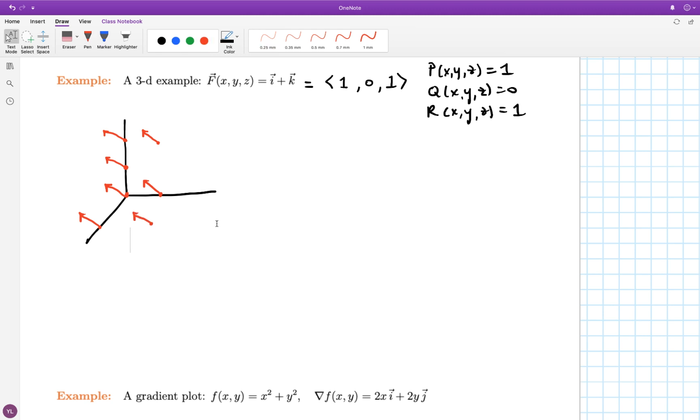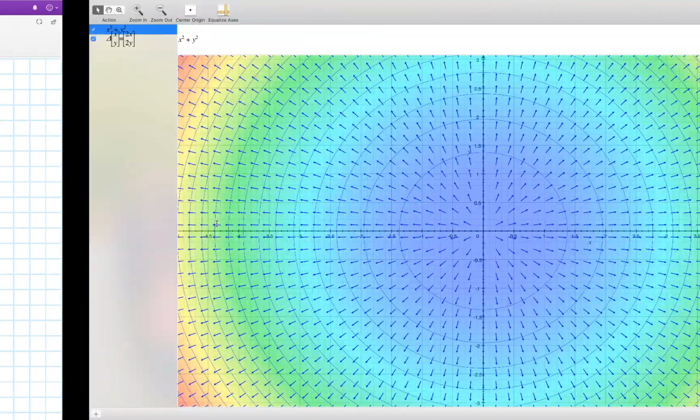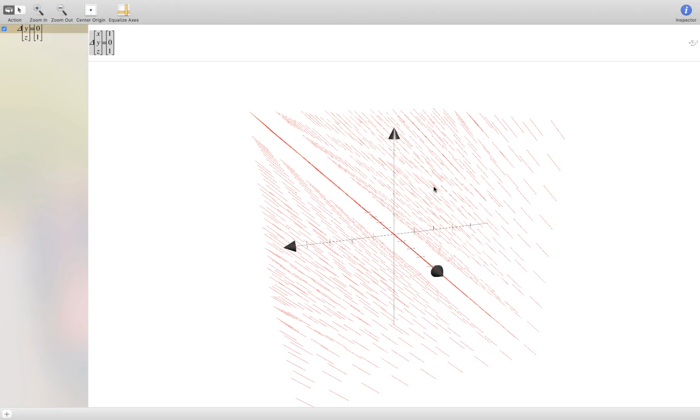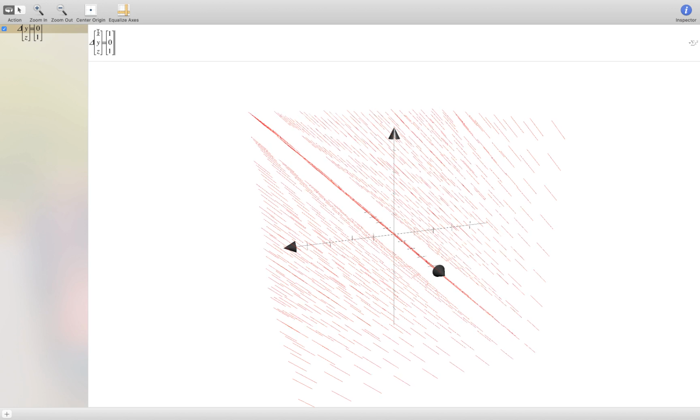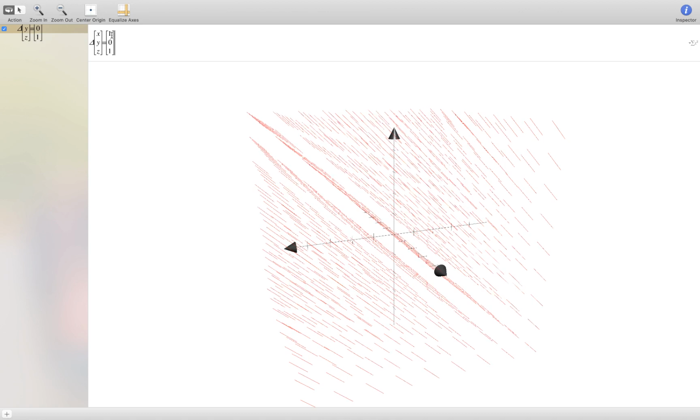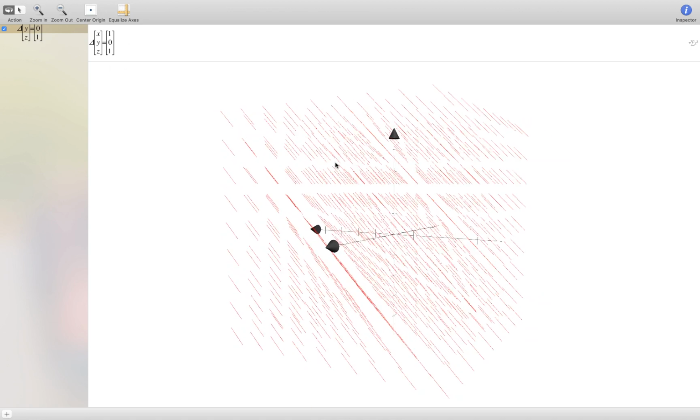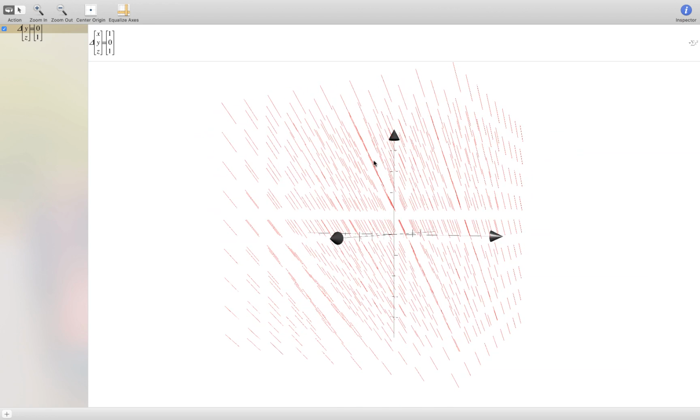Wolfram Alpha doesn't appear to have a great way to plot 3-dimensional vector fields, so I'm using Grapher. If you put a delta symbol and then x, y, z, or x, y if you're doing a 2-dimensional one, and then the components of your vector field in a stacked vector over here, then it will graph the vector field for you. So this is Grapher on Mac.